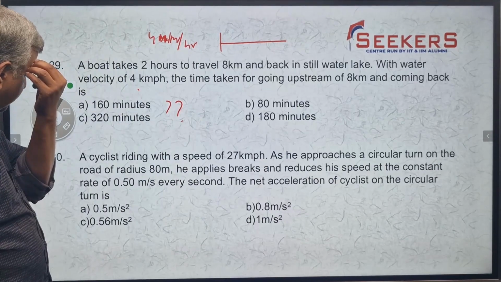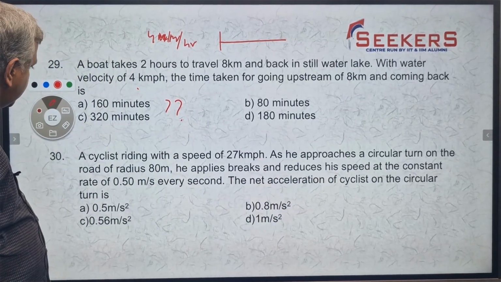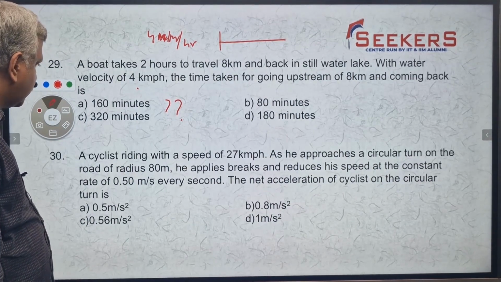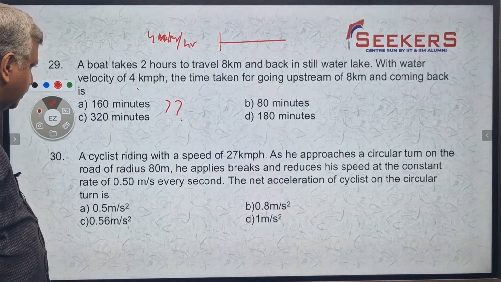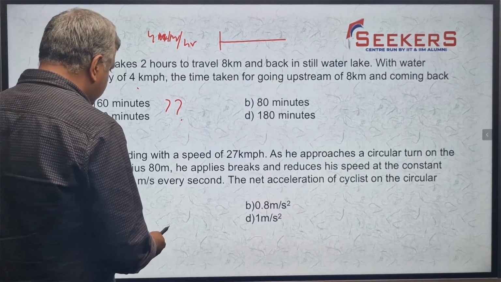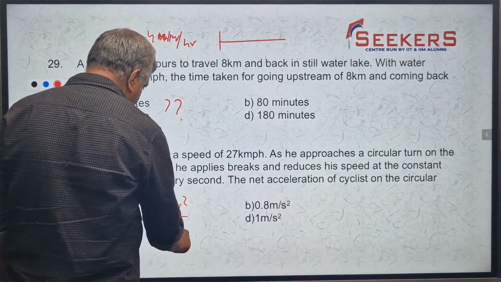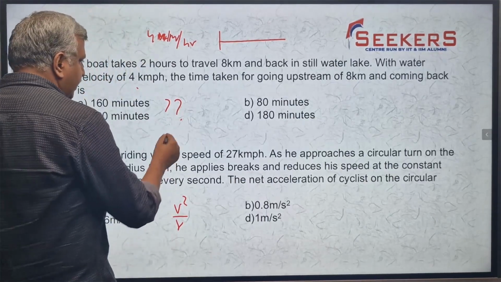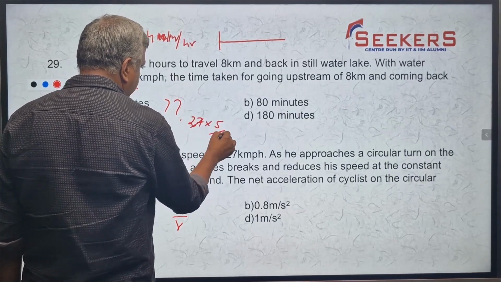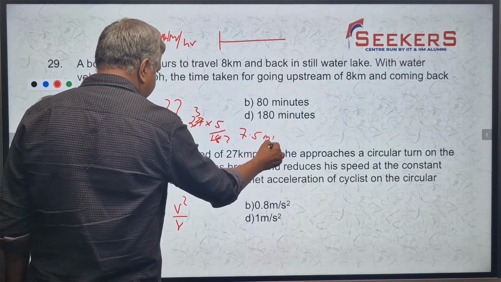A cyclist riding with a speed of 27 kmph, as he approaches a circular turn on the road of radius 80, applies brakes and reduces his speed. Concentrate. The net acceleration of the cyclist on the circular turn is how much? So the centripetal force is mv squared by r. So centripetal acceleration is v squared by r. So he is going at 27 kmph. So 27 into 5 by 18. 9 will go 2 times, 9 will go 3 times. So that is 7.5 meters per second.